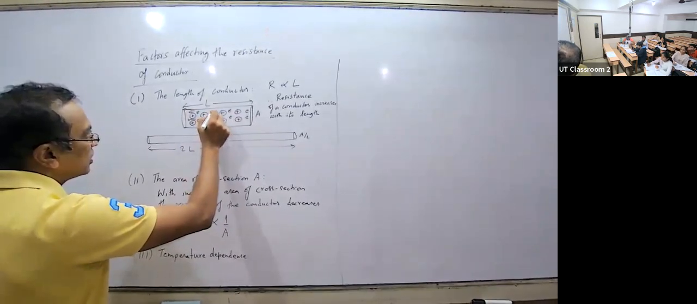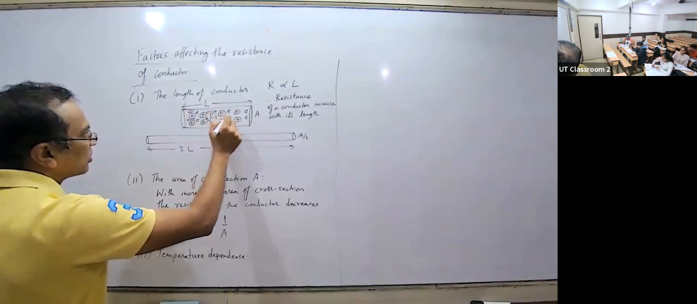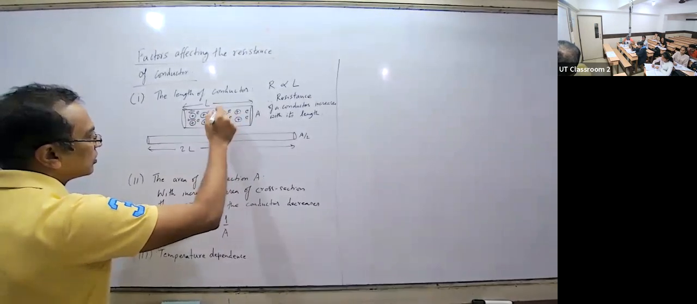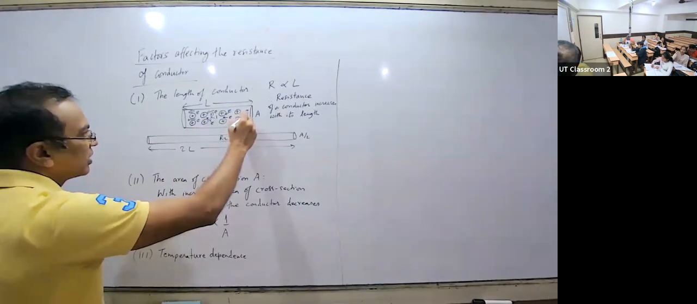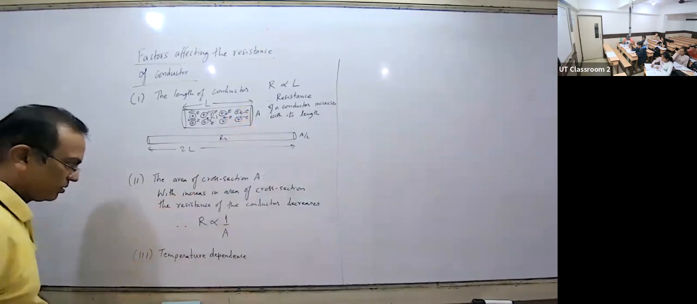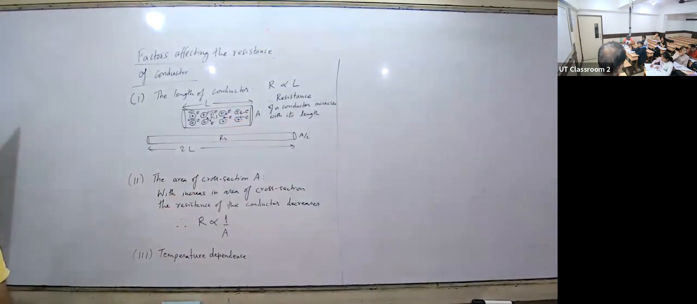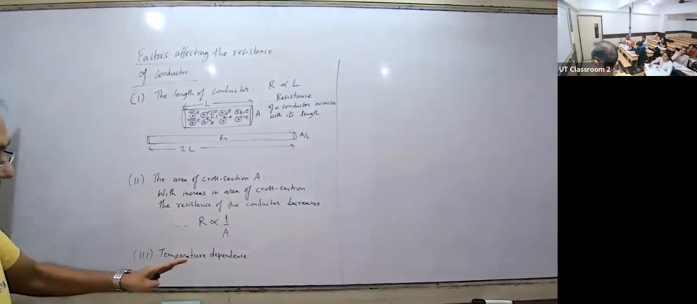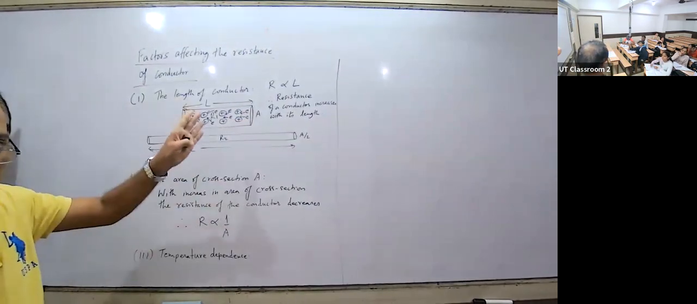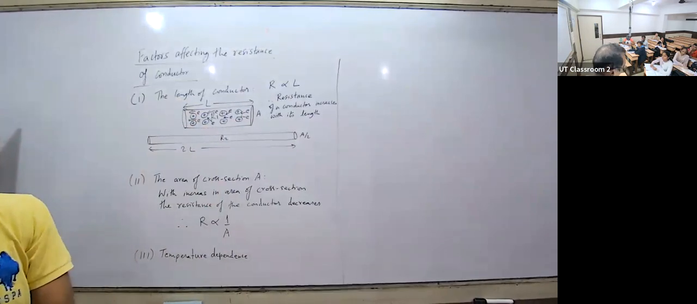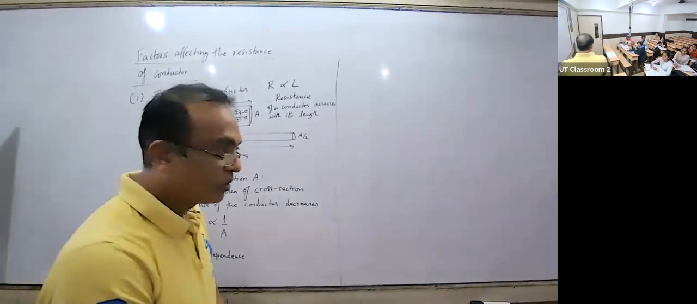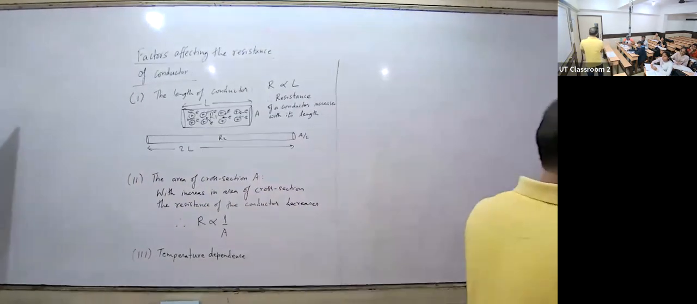This flow, right? They will collide, change direction, again they will come back this way. So what happens when the temperature of the conductor rises? When I say effect, all these parameters will increase, and then tell me what is the effect on resistance. Tell me what happens when the temperature of the conductor increases.